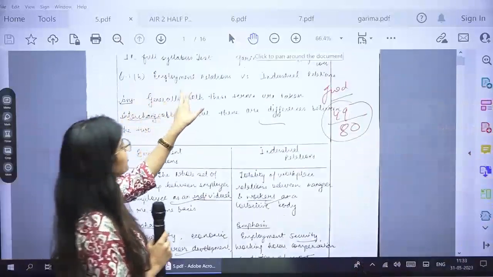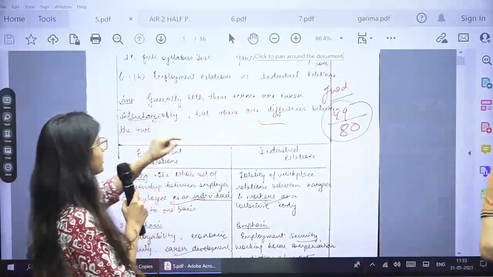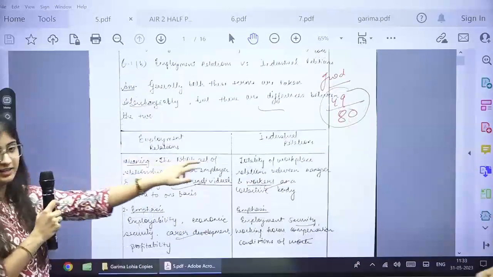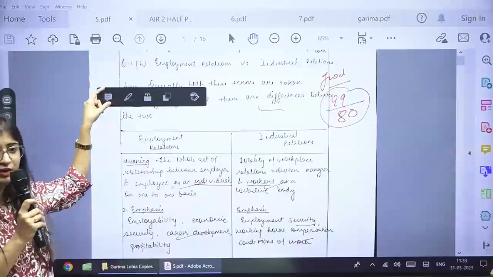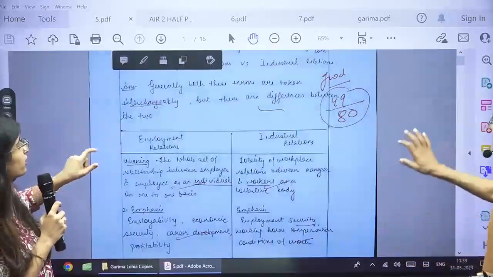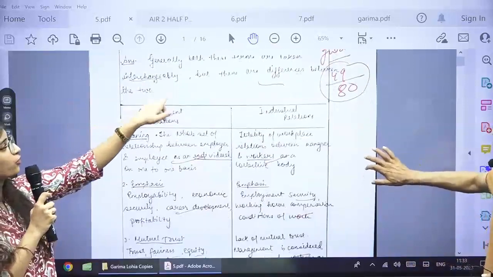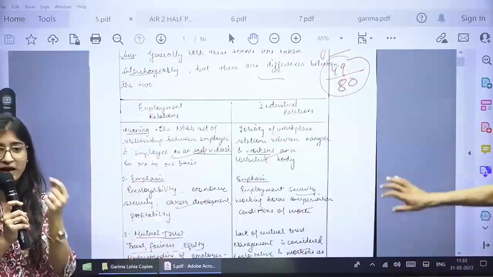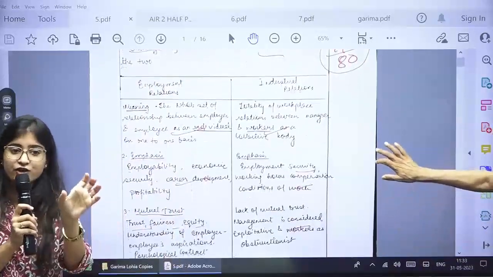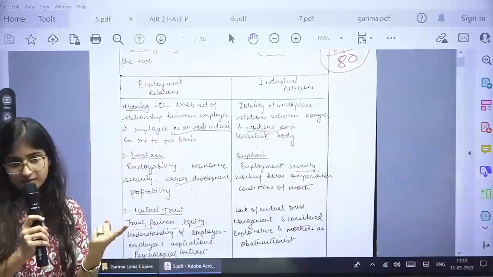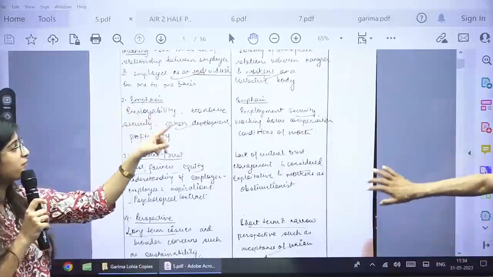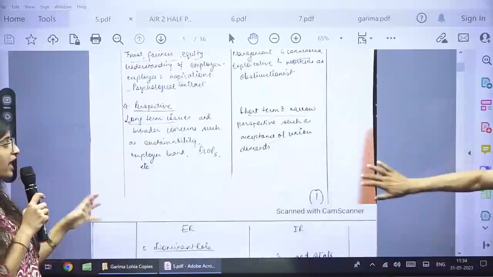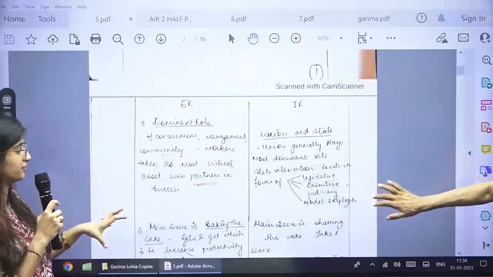For example, there's a question, employment relations versus industrial relations. Generally, we tend to start directly, comparing. But just one line of introduction doesn't take a lot of time also. So I wrote that generally they are taken interchangeably, but there are differences between the two. It's one common line. But giving an introduction gives your answer 1+ marks. And then you can always make a comparison in a tabular form. It adds to the clarity of your answer.